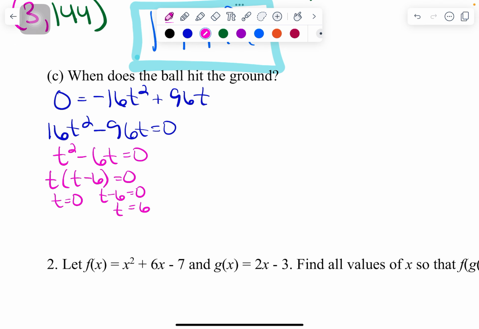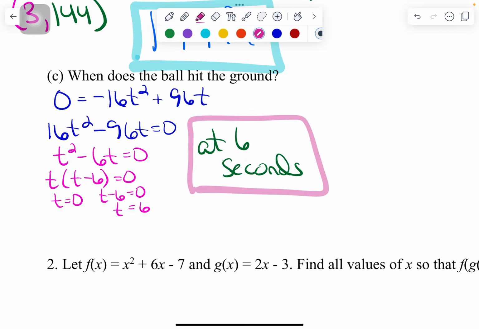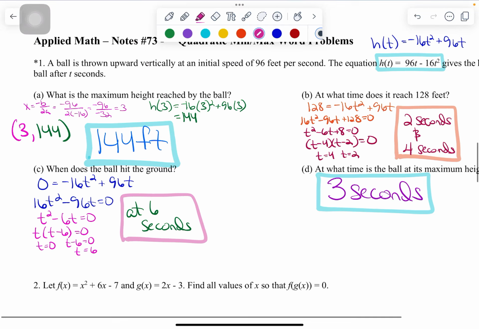All right, so you have two times. You have the initial time that the ball started, a time of 0. The ball started at the ground. It was launched upwards. And it says, when does the ball hit the ground? Well, it's going to be after, or at, 6 seconds. So at 6 seconds.